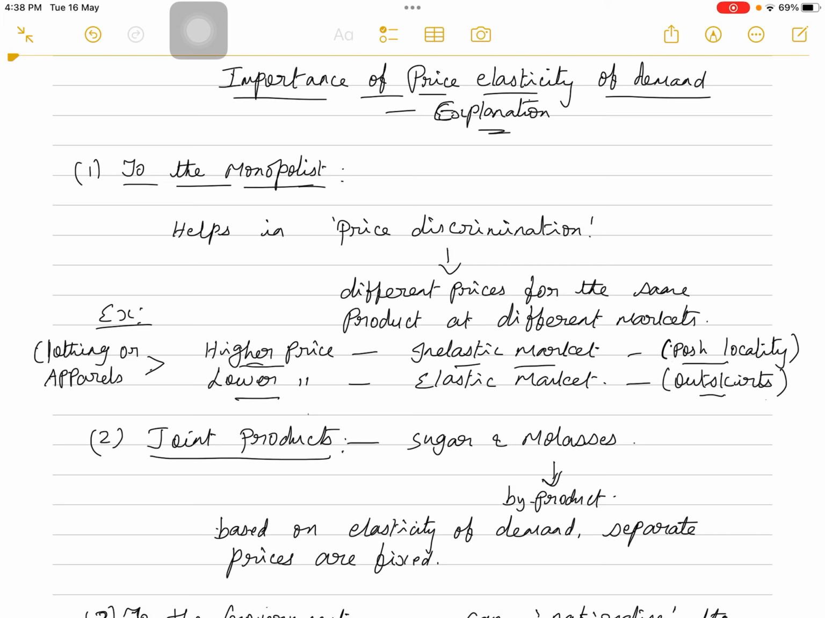In this way, it helps the monopolist decide how much to charge in the elastic market and how much he can charge in the inelastic market.